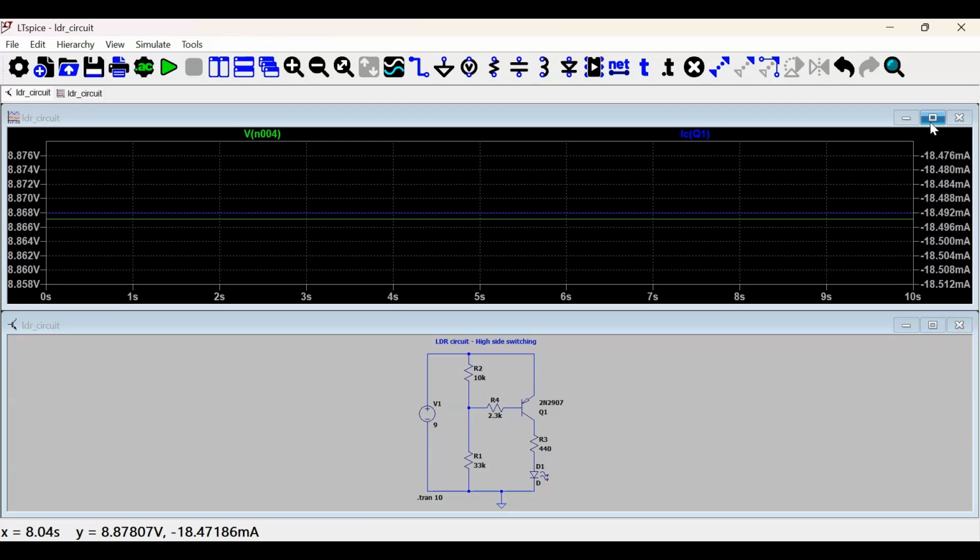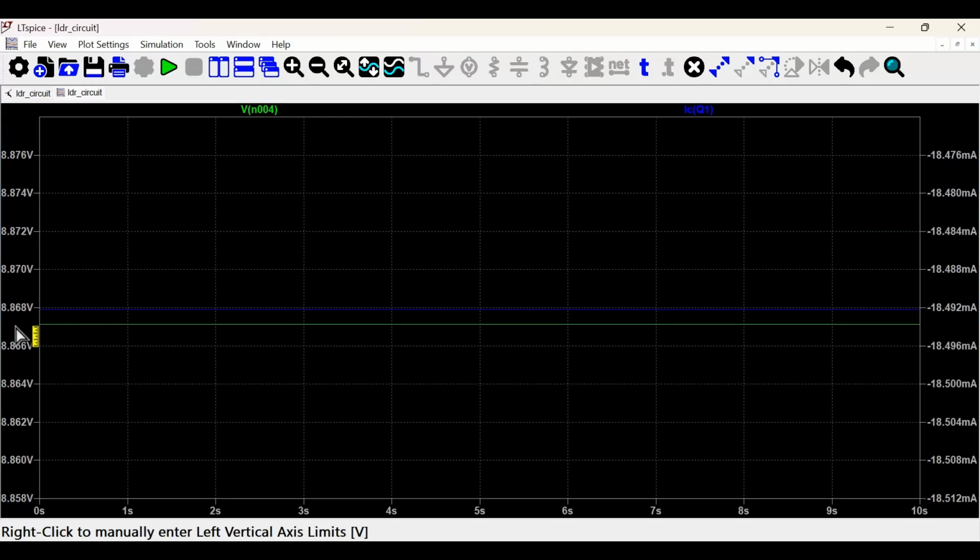So once again, when I show it in the magnified form, we get 8.8 volts at the LED terminal, load terminal, and we get 18 milliamps as the current through the LED. So this is similar to the value that we designed earlier when we calculated using pen and paper.